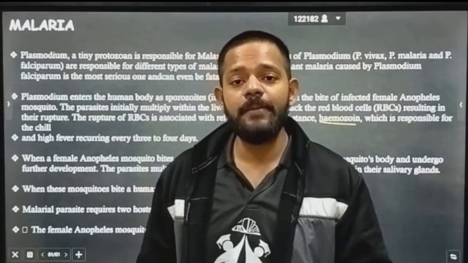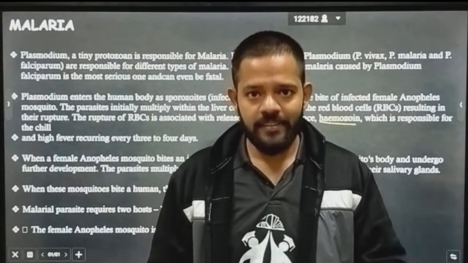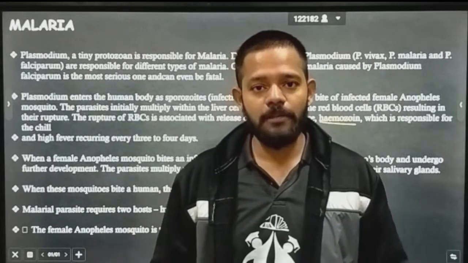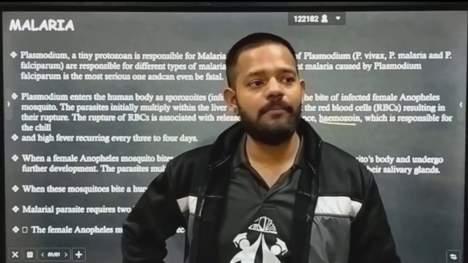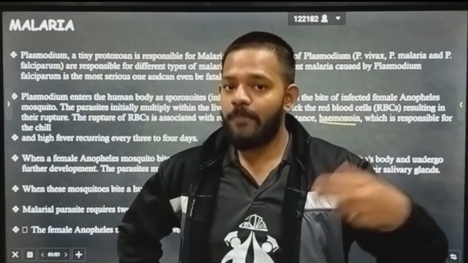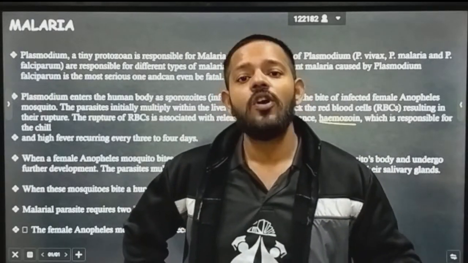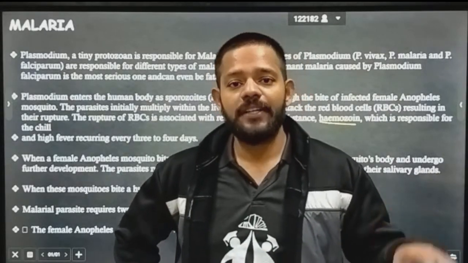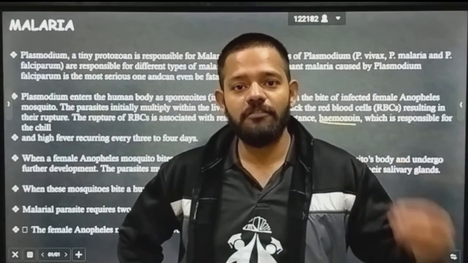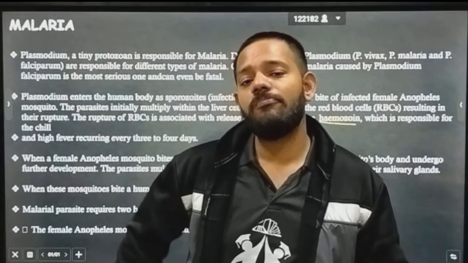Now the female and male gametes will go and sit near the skin blood vessels, and then when a new female Anopheles comes and bites us, the male and female gametes will transfer into the body of the mosquito, and there they will undergo sexual reproduction and produce oocysts, which convert into sporozoites. That is the simple life cycle of malaria.